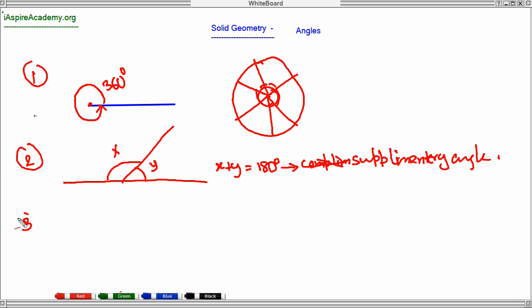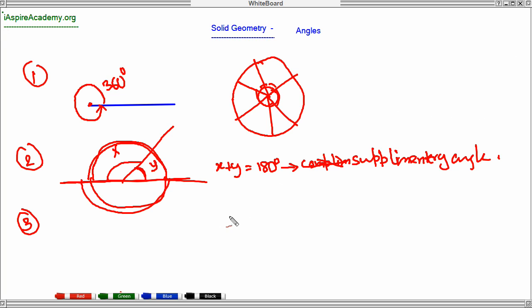Rule number three is, now before we get into rule number three, if you want to prove this, you can see that this follows from rule number one. Rule number one states that the angle around the entire point is 360 degrees. Since this line divides it into two halves, this angle is 180 and this angle is another 180.